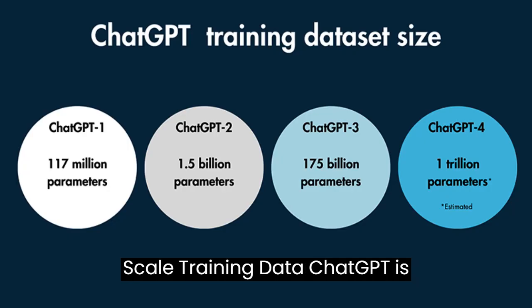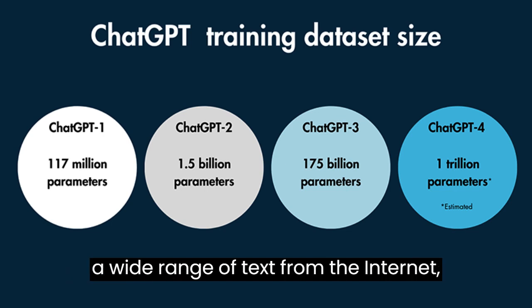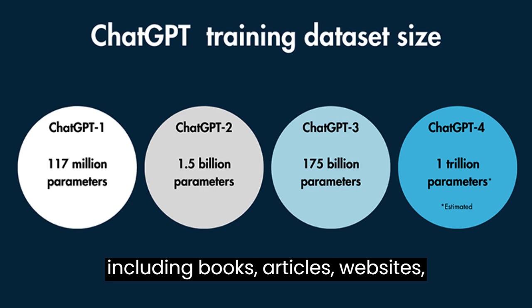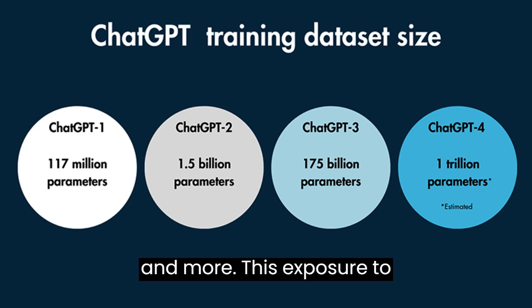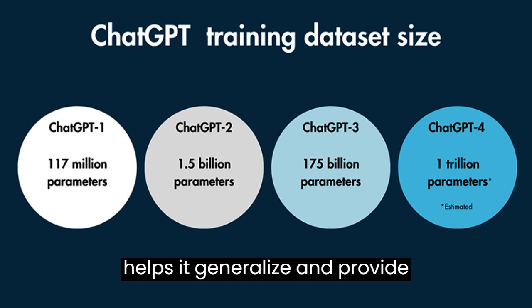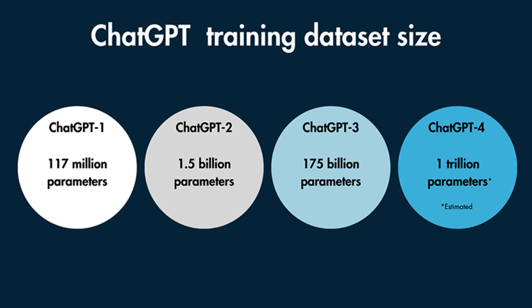Large-scale training data. ChatGPT is trained on massive datasets that contain a wide range of text from the internet, including books, articles, websites, and more. This exposure to diverse language patterns and topics helps it generalize and provide information on a wide array of subjects.